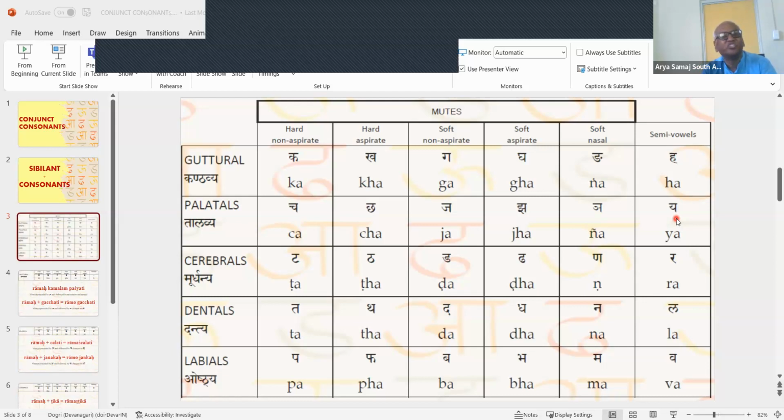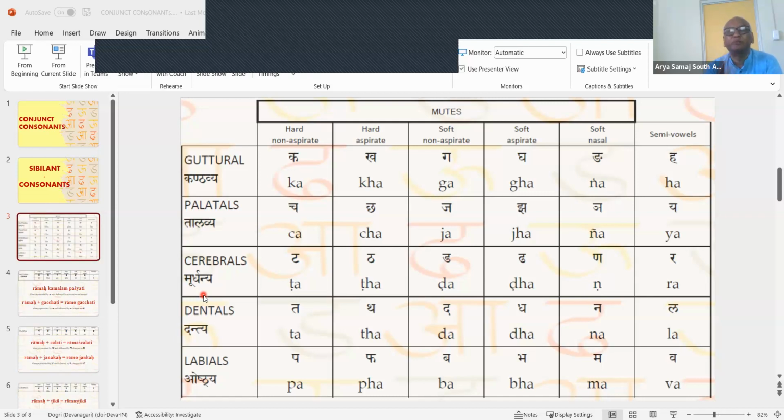Ja, ranjanam, ganjanam, right? Ranja, ganja, bhanjana. Okay, getting it? Now, the next one is cerebrals. The tip of your tongue has to go to the top, right? Murdhanya. That word will help you.